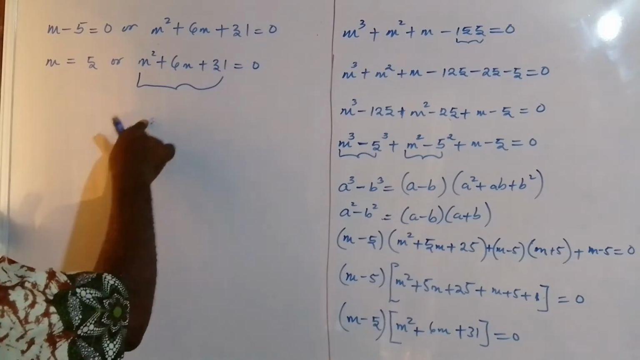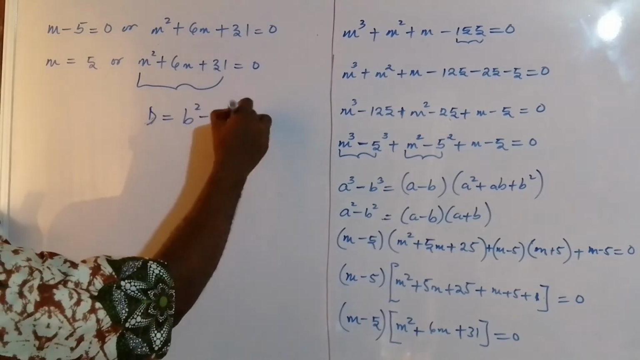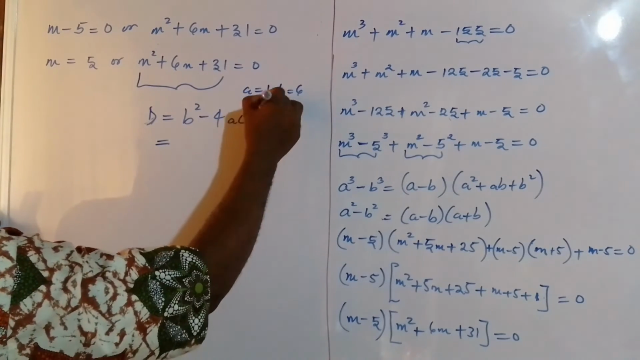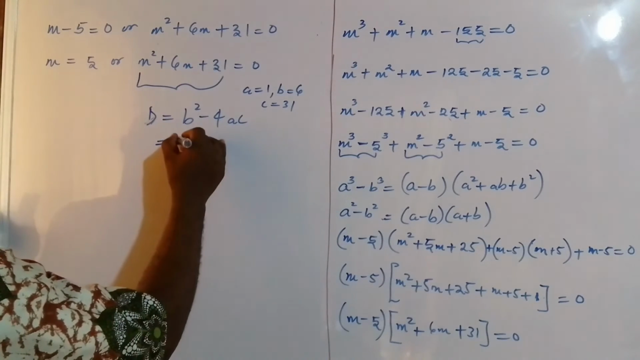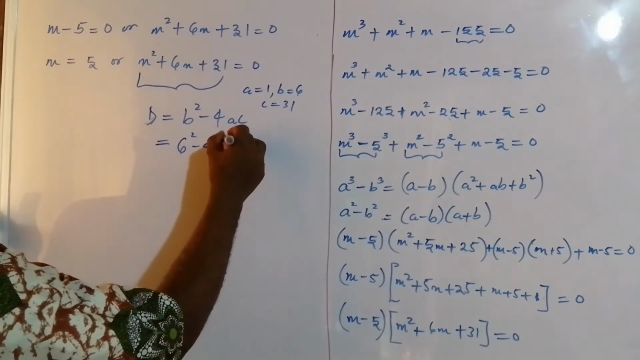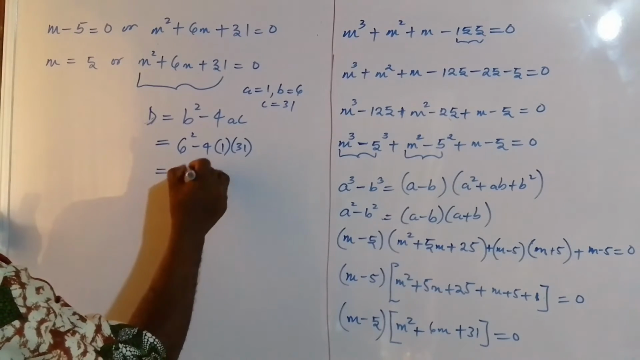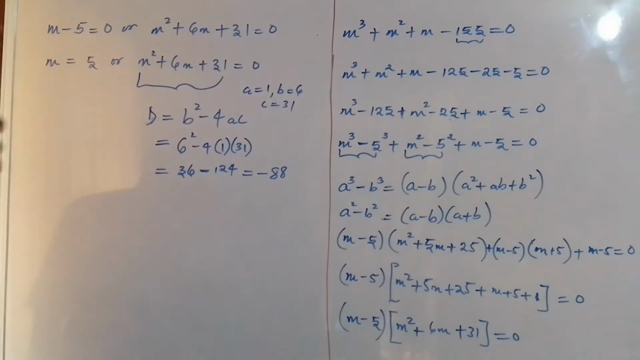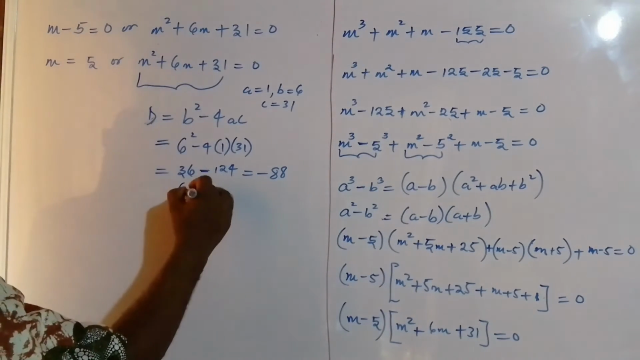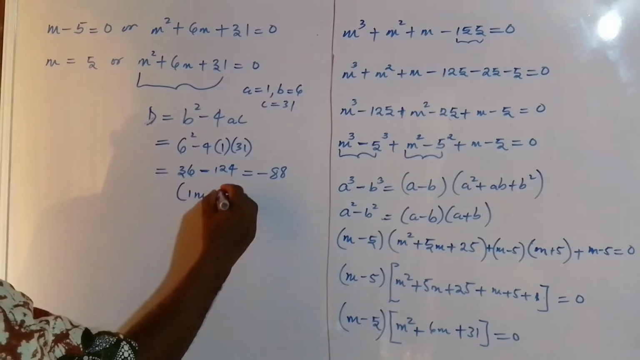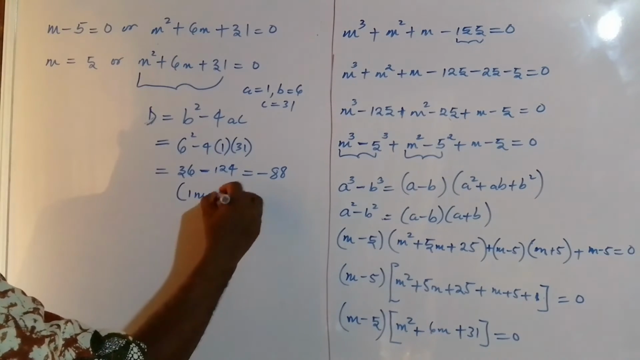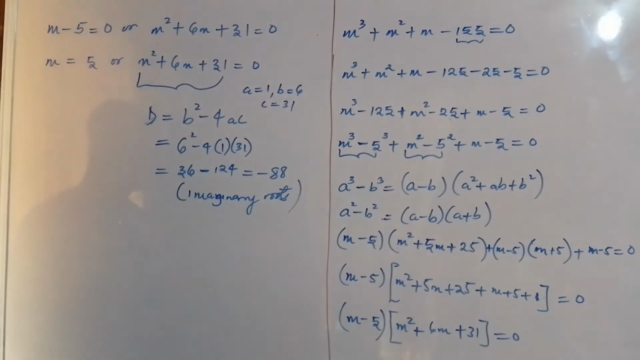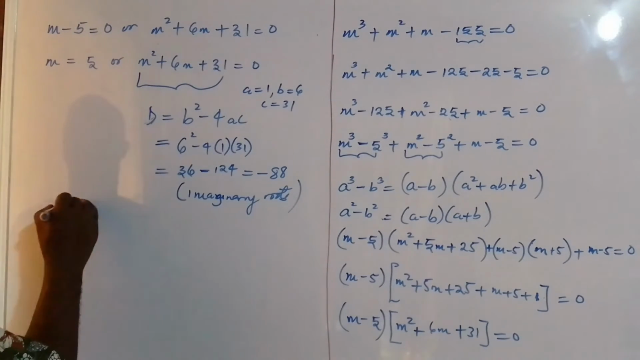I'm going to check the discriminant. D equals b squared minus 4ac. So a is 1, b is 6, and c is 31. We have 6 squared minus 4 times 1 times 31, so we have 36 minus 124. This is minus 88. This does not have a real solution, so this has imaginary roots. Okay, so we work with the real solution where m equals 5.